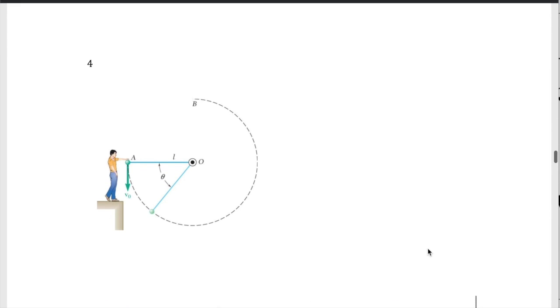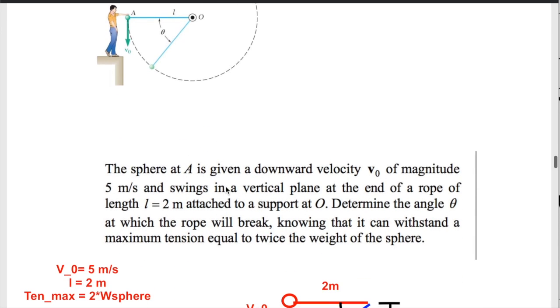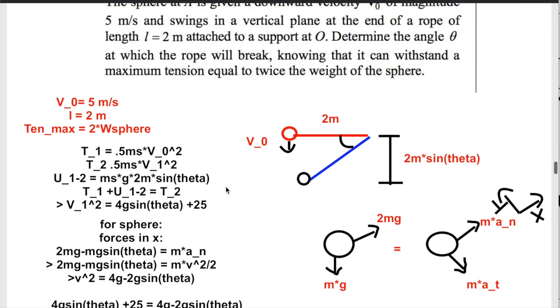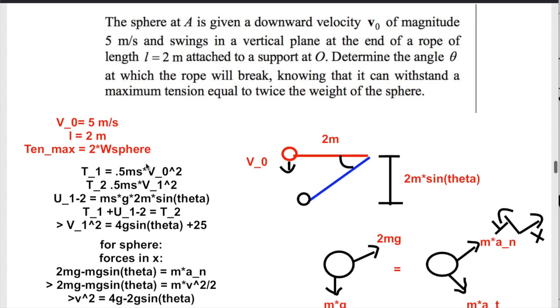All right, problem 4. In this one, we're given a sphere at point A and its downward velocity, and we have to find the angle theta at which the rope will break, knowing that it can withstand a max tension equal to twice the weight of the sphere. So we are given the initial velocity of 5 meters per second, the length is 2 meters, and the max tension is 2 times the weight of the sphere.